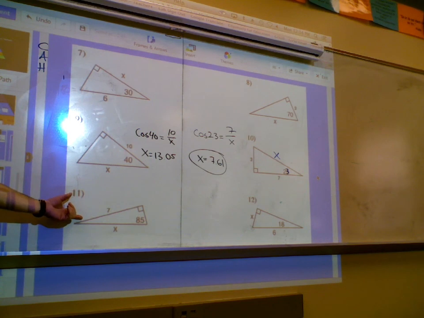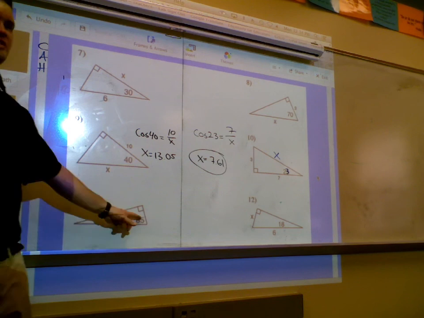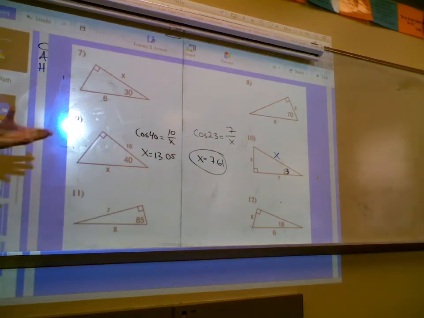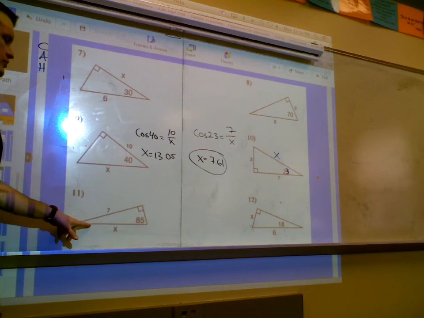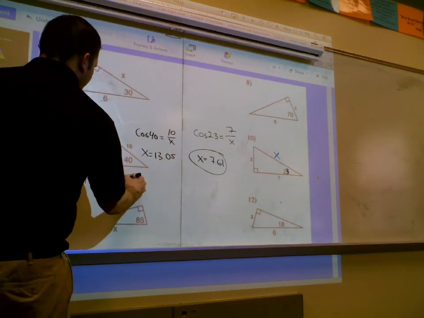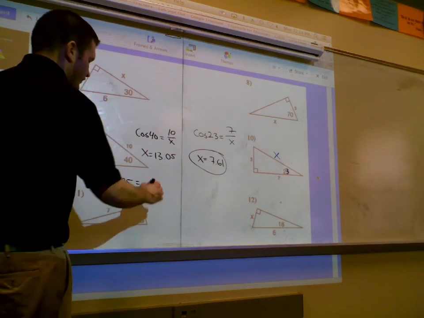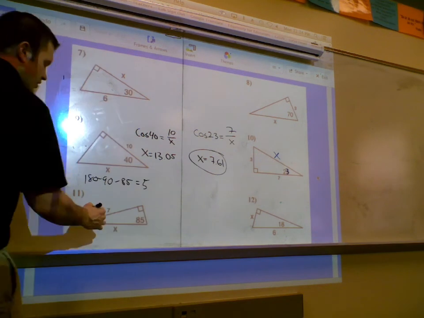I'd use sine. Because 7 is what to the 85? Opposite. Right? 7 is opposite the 85, isn't it? But the directions say I have to use cosine. So that means I need to find this angle, don't I? So you need to do 180 minus 90 minus 85. What's 180 minus 90 minus 85? 5. Right? So that means this angle is 5.